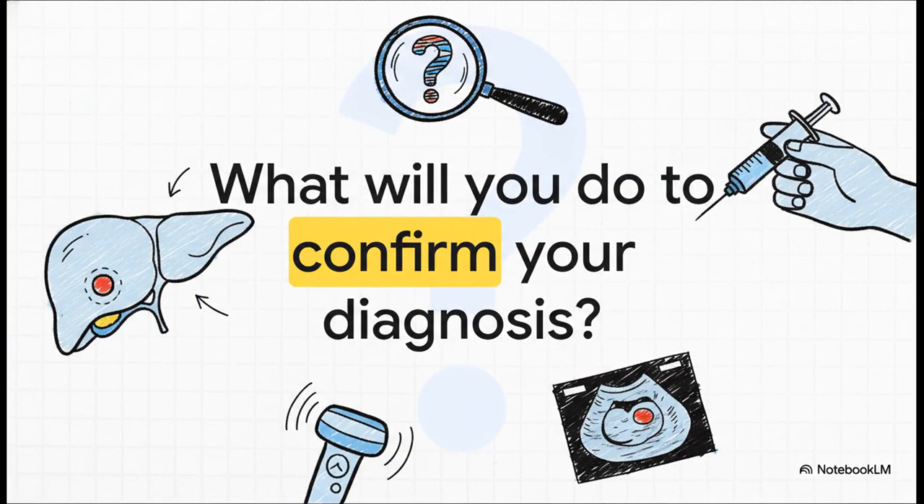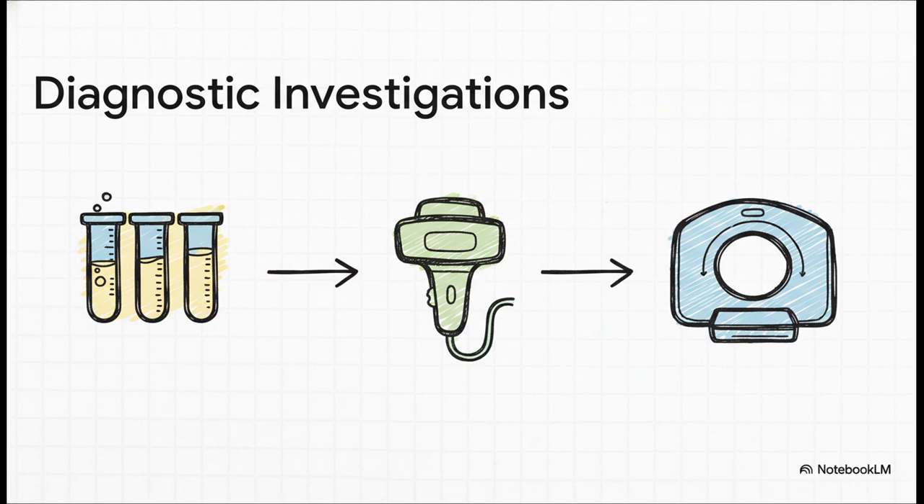Good. So what investigations will you order to confirm your diagnosis? To confirm, I'd start with some baseline lab work, the CBC, liver function tests, and a coagulation profile. I'd also check amylase and lipase to rule out the pancreas. Then, for imaging, my first step would be an abdominal ultrasound, which is a great initial test. But for a definitive diagnosis, the gold standard here is going to be a triphasic CT scan of the abdomen.